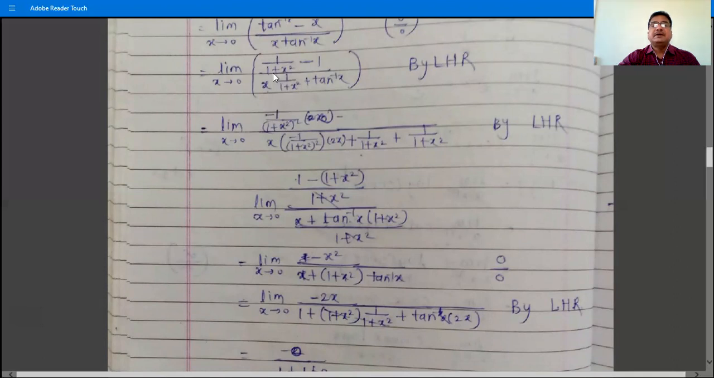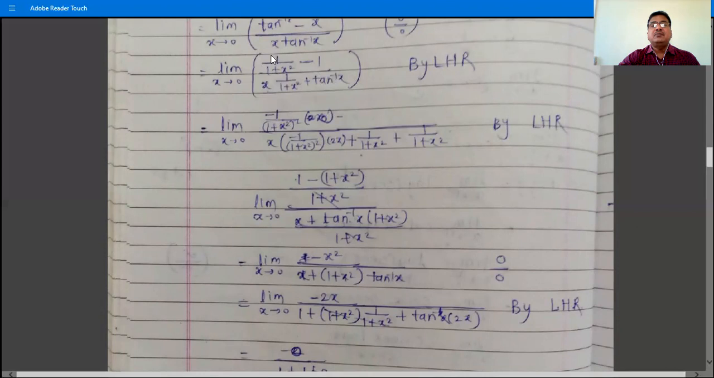Simplification. Yes. So if you substitute x as 0, then the value of this quantity is 1, this quantity is 1, 1 minus 1 is 0, and the value of the denominator is also 0. So 0 by 0 form, so again I apply L'Hospital rule.